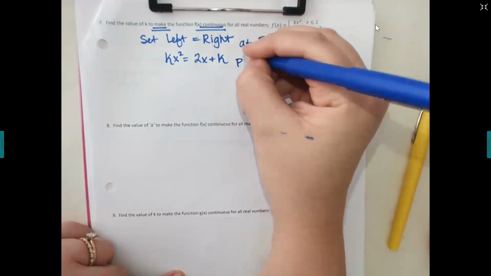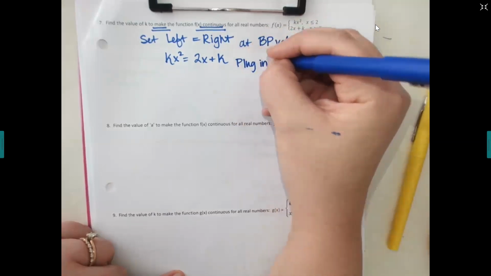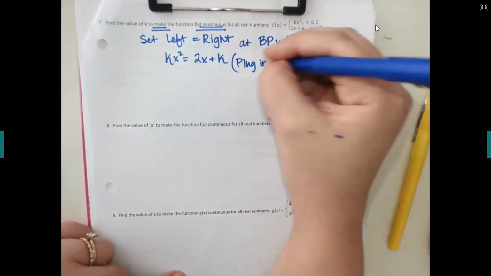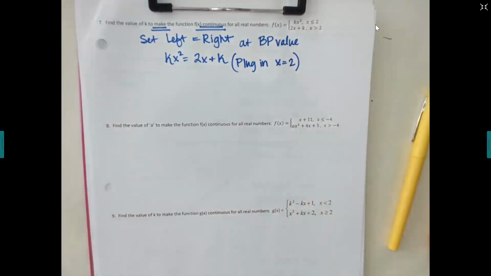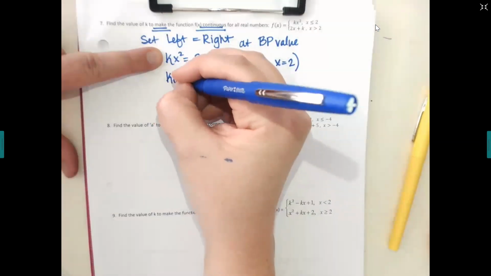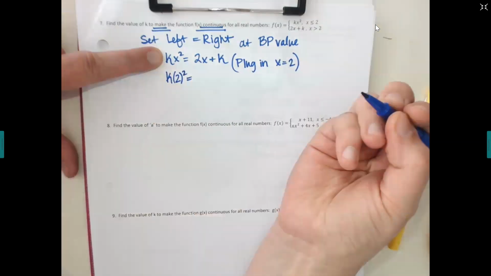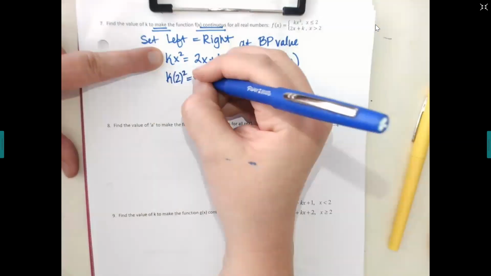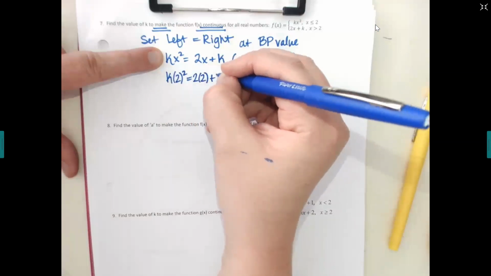So in this case, I'm going to plug in x equals 2. Whatever your breakpoint is, that's what you're going to plug in. Now remember, x is becoming a 2 and we're solving for k. So for my kx squared, now it's a k times 2 squared. My other side was a 2x plus k, now it's a 2 times 2 plus k.